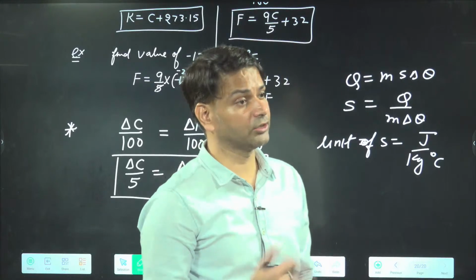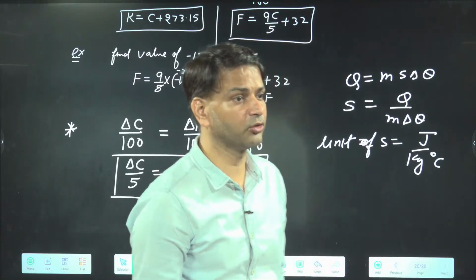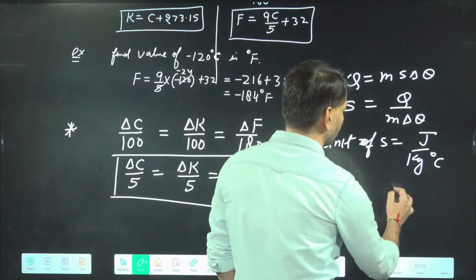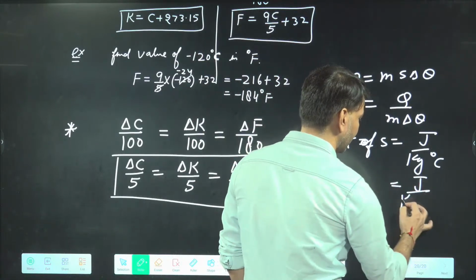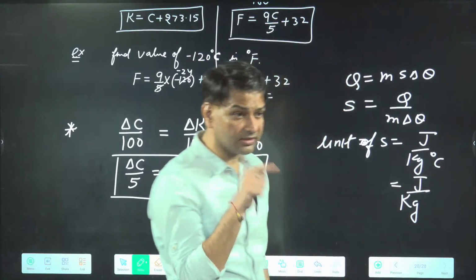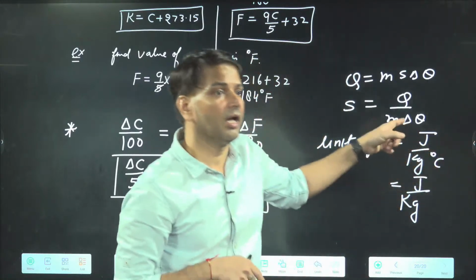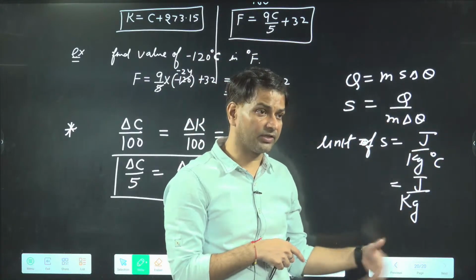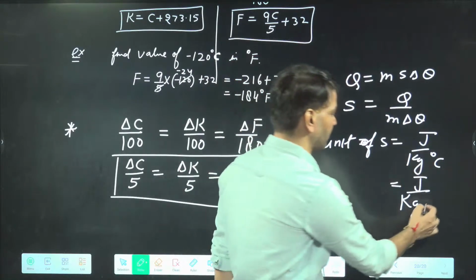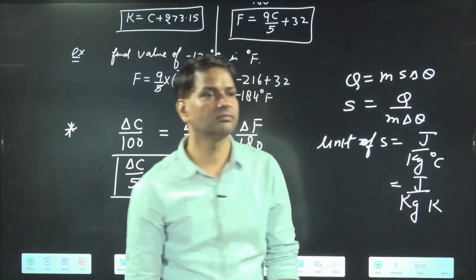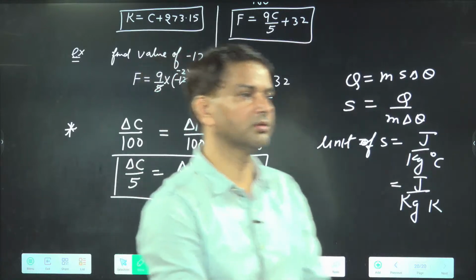They are asking what is the unit in the Kelvin. So this I can say, joule per kg degree C. Here this degree C represents the delta theta. This degree C came from the delta theta. Now delta theta in degree C and Kelvin are the same. So degree C you can replace by Kelvin. Understood?